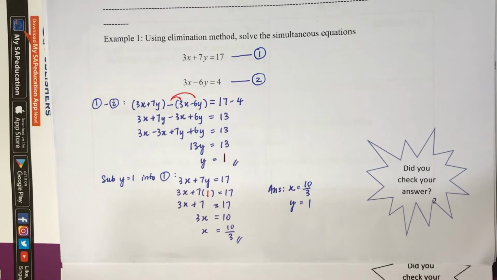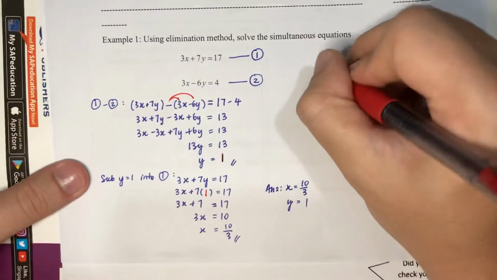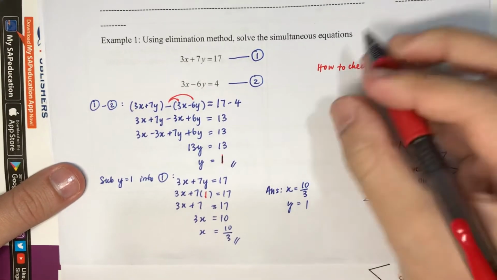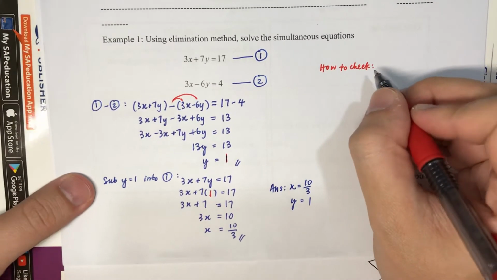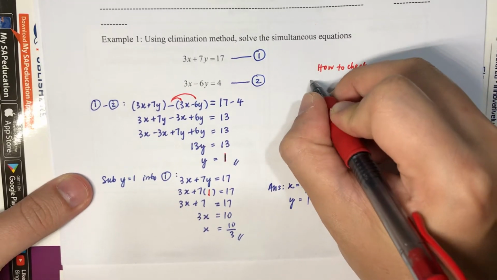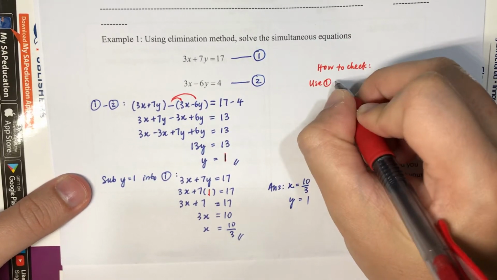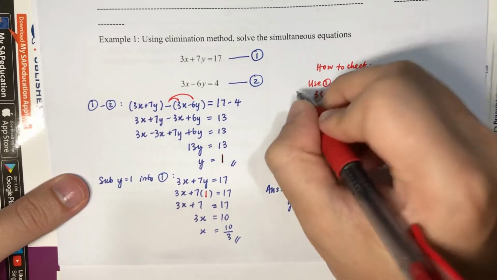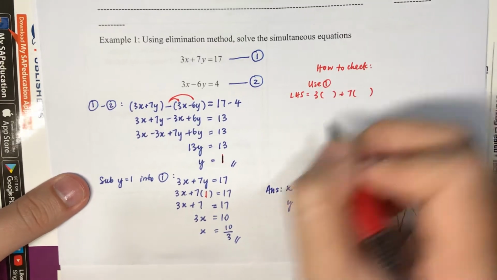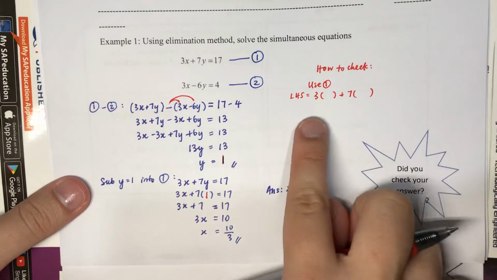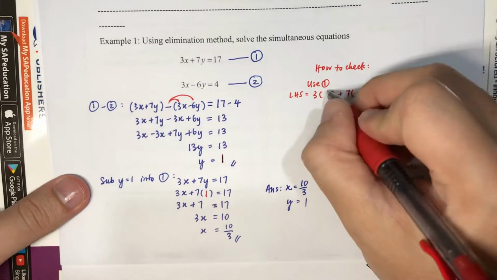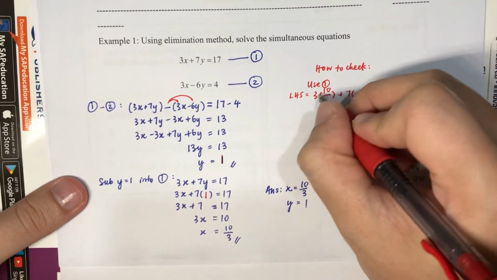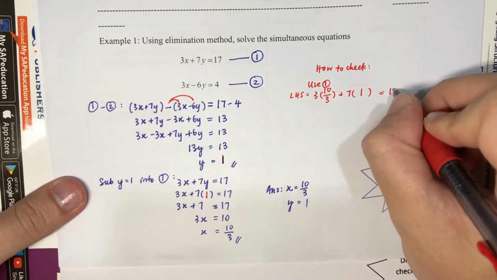Now how do we check the answer? This part is up to you whether you want to copy or not. Let me use equation 1. I have 3x plus 7y, and this is my left hand side. I need to check that the left hand side is the same as the right hand side. Left hand side, 3x, and y is 1. I will simplify this. This will give me 17.